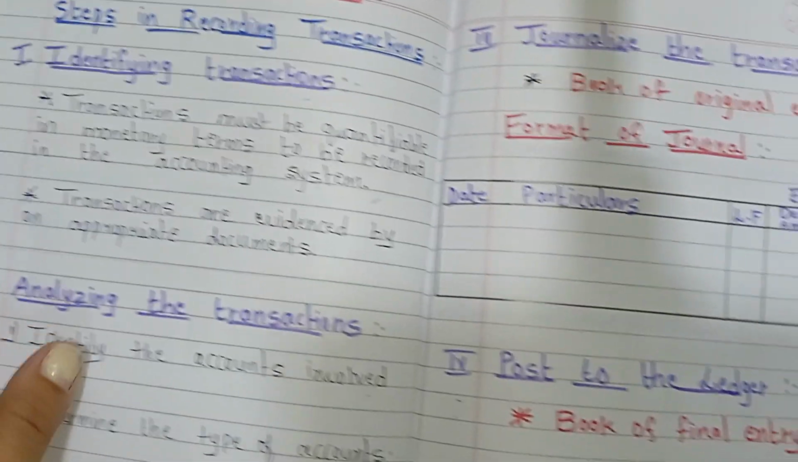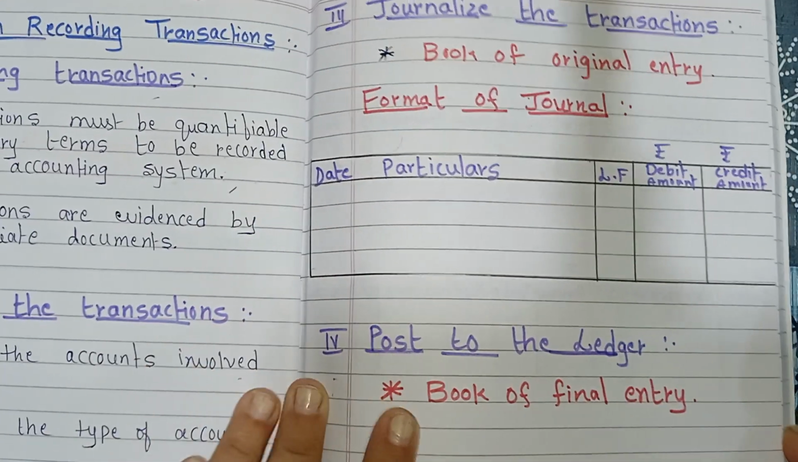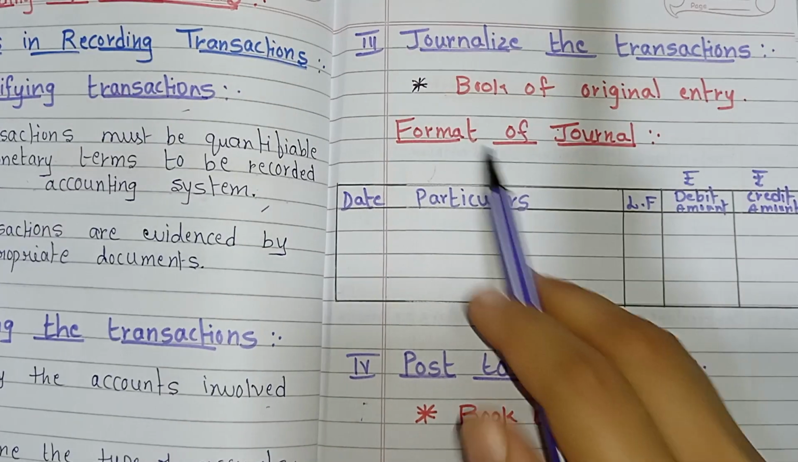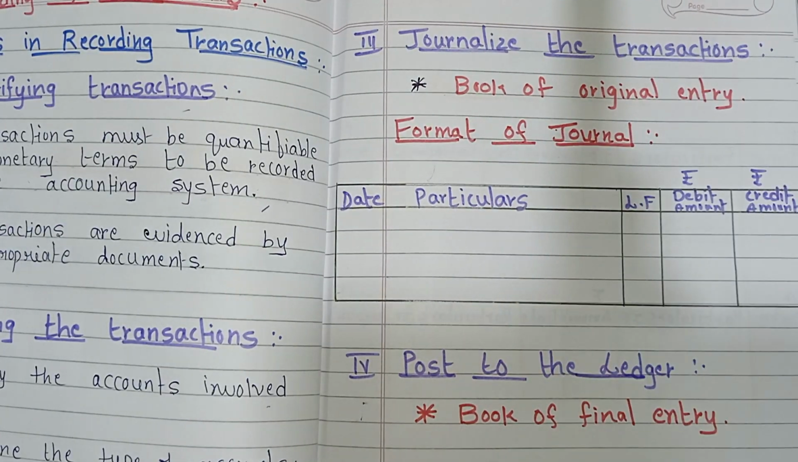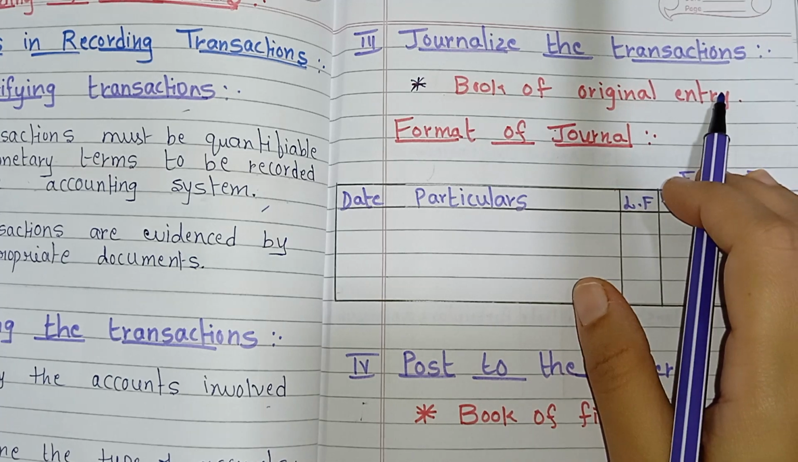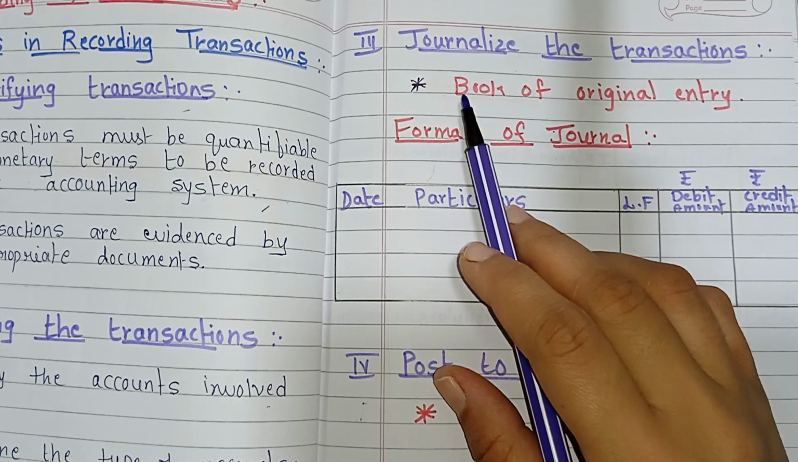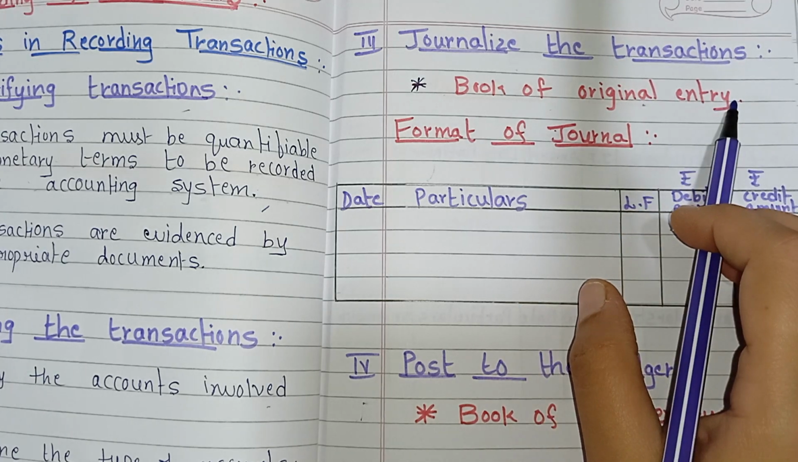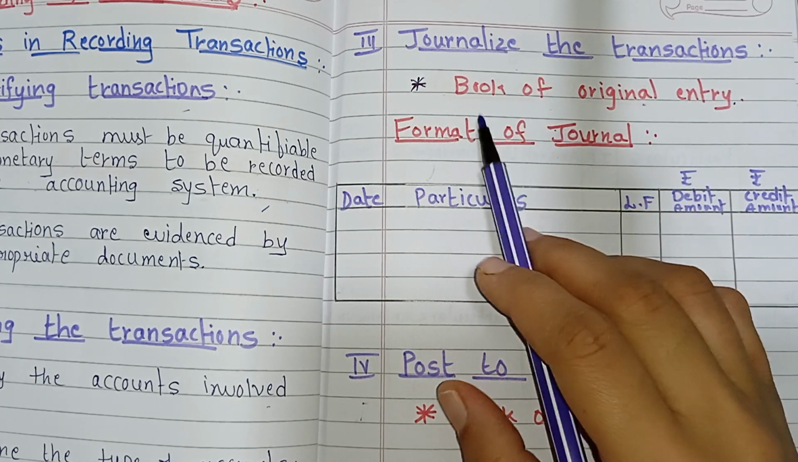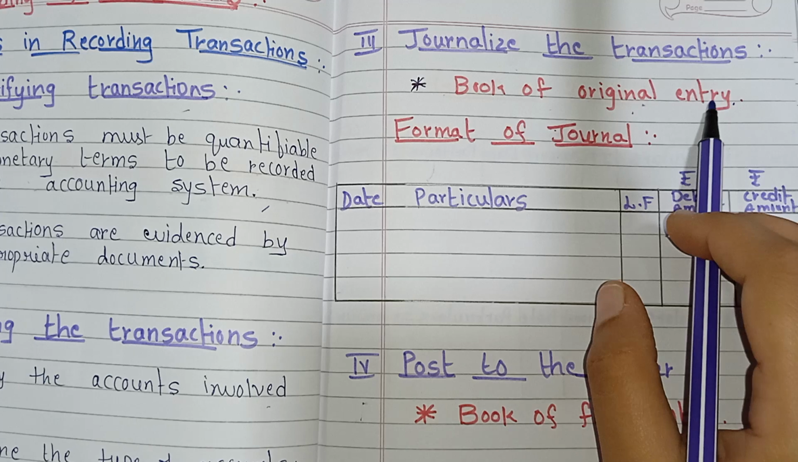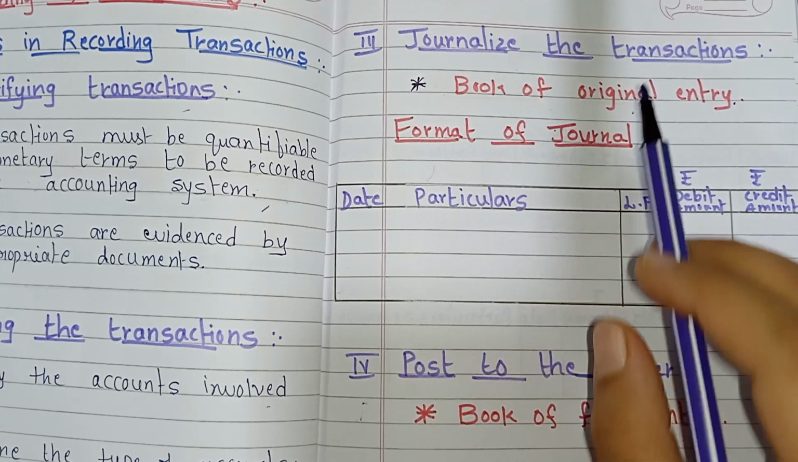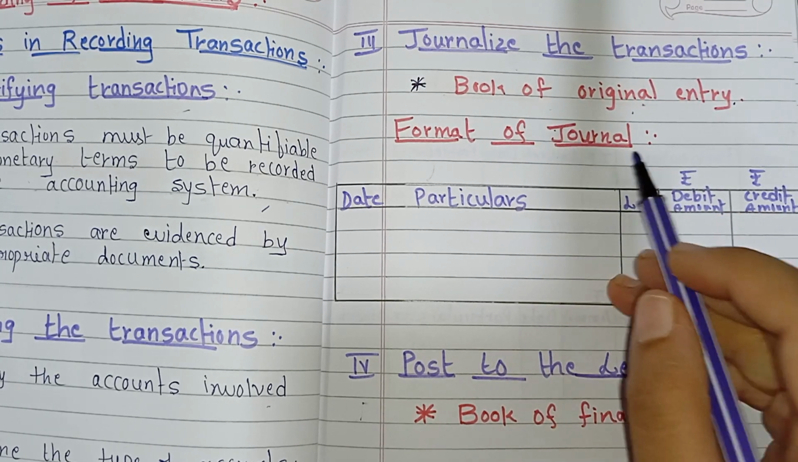Now we will move to the third step, that is journalize the transactions. Fine. See, enter the transactions in the journal. The journal we will call the book of original entry. We need to enter the transactions in the journal in chronological order.